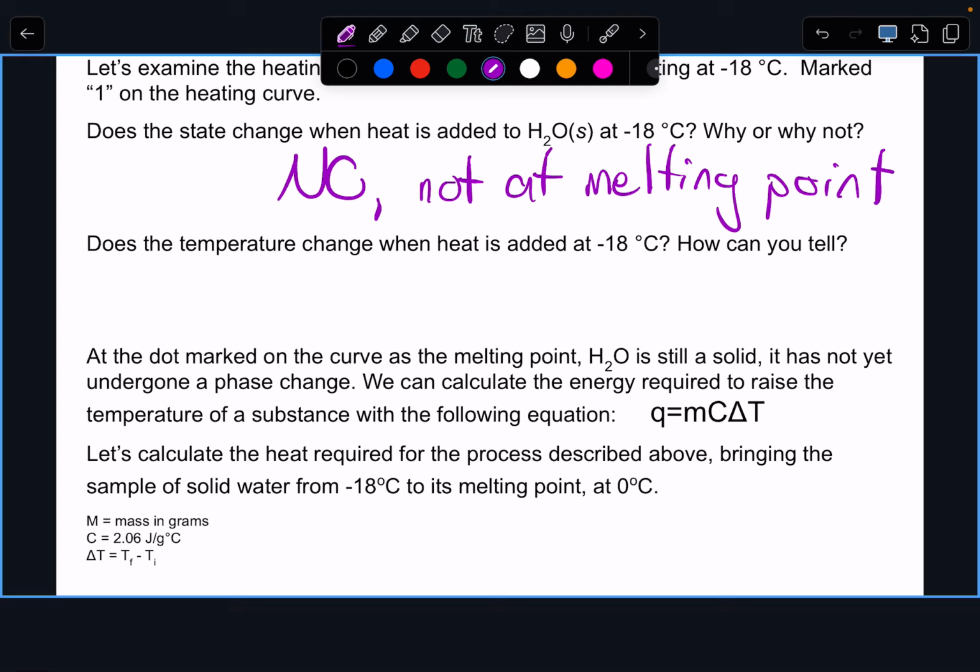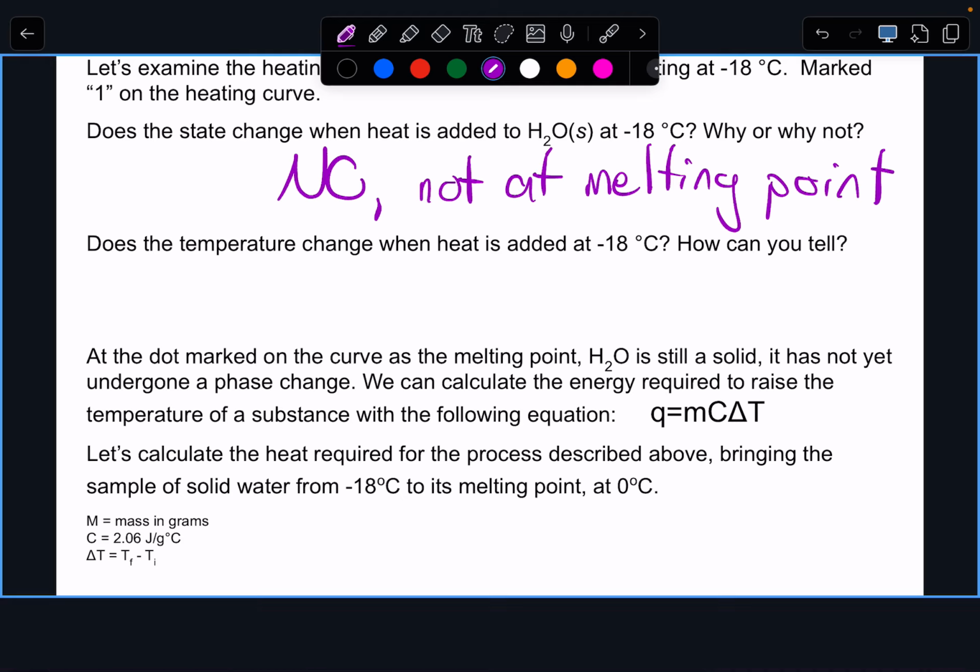So anytime you're given a substance, you can't calculate a phase change associated with it unless it says it's at its melting point, it's at its boiling point, or it tells you what the temperature is and you can say, okay, I know it's not at 0 yet, so a phase change can't be happening.